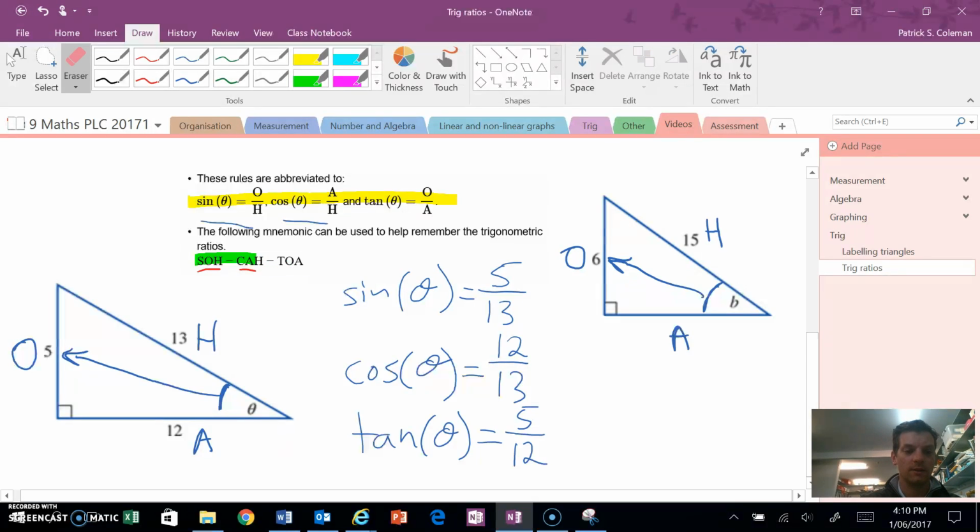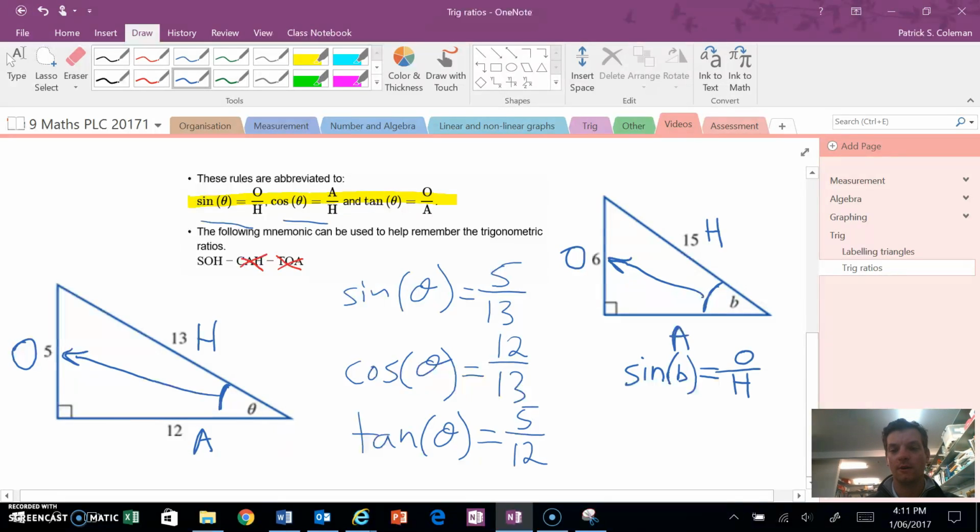If we come back to our little SOHCAHTOA formula here, if we don't know what A is, we're not able to use tan, and we're not able to use cos. So we need to use the sine rule. So let's write that out to start with. Sine, and in this case we have been using theta, but we've actually got the angle named here as B. So sine B equals opposite over hypotenuse.